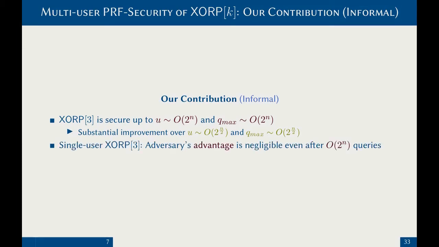In the single user setting, this result implies that the adversary's advantage is negligible even after making order of 2 to the n many queries. And to the best of our knowledge, this result is novel in the literature. What we have also shown is that the efficient version XRP-3 provides the same level of security.